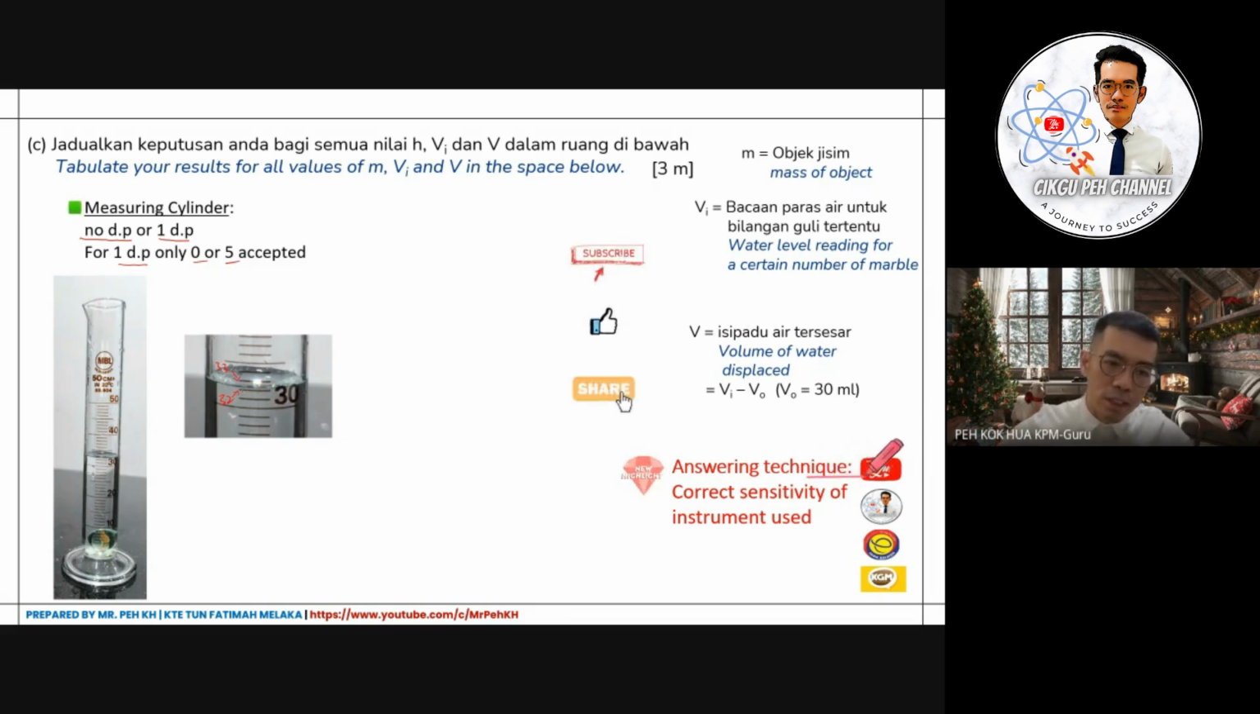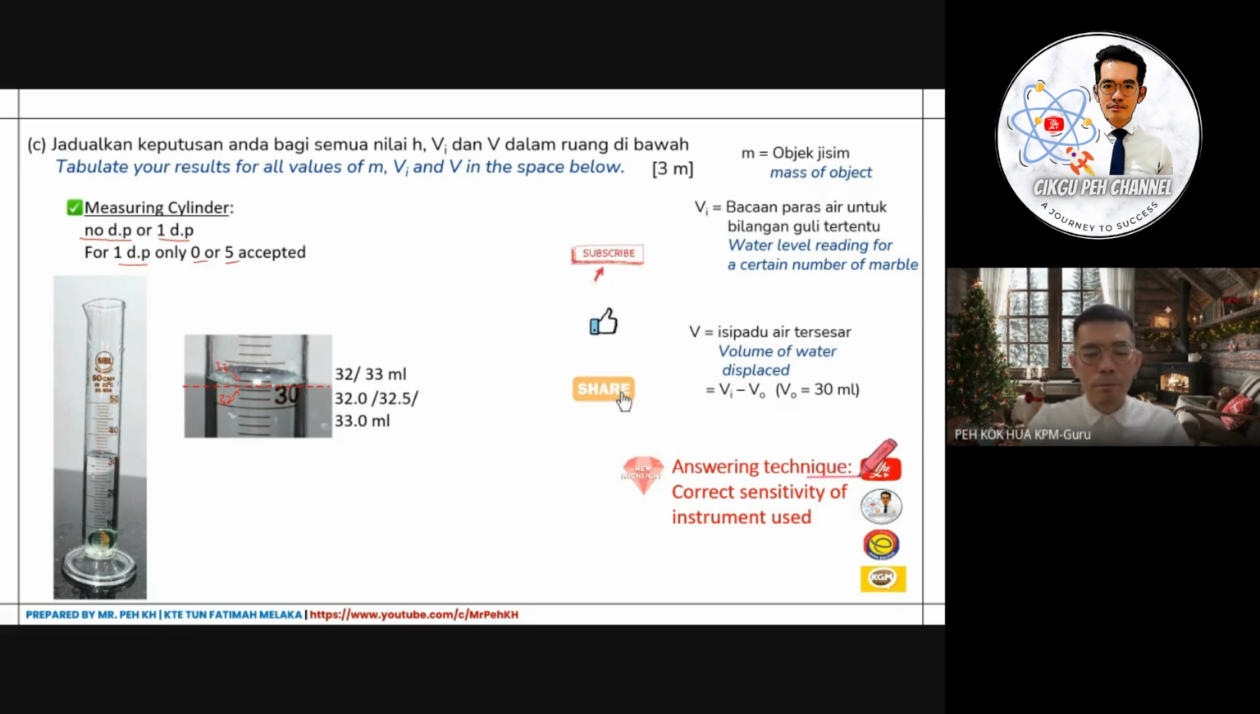Although you can see this meniscus is closer to 32, you cannot give any value where you think it is close to 32, like 32.2. This will be wrong already. We only accept 0 or 5, as I mentioned just now. So in this case, you can give no decimal place, where you can give 32 or 33. You can follow the segment below, which is 32, or you can use 33. This is option 1, where no decimal place is needed.